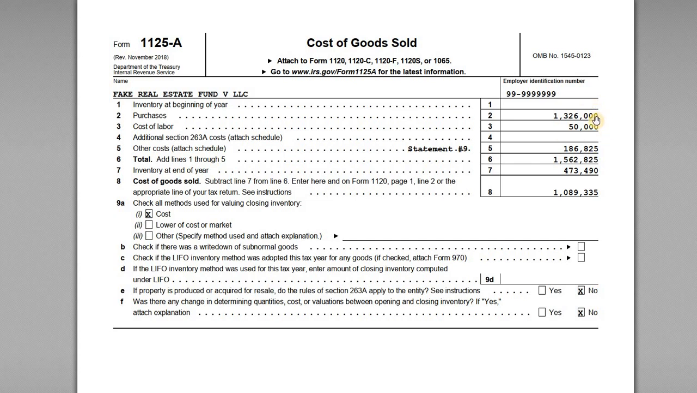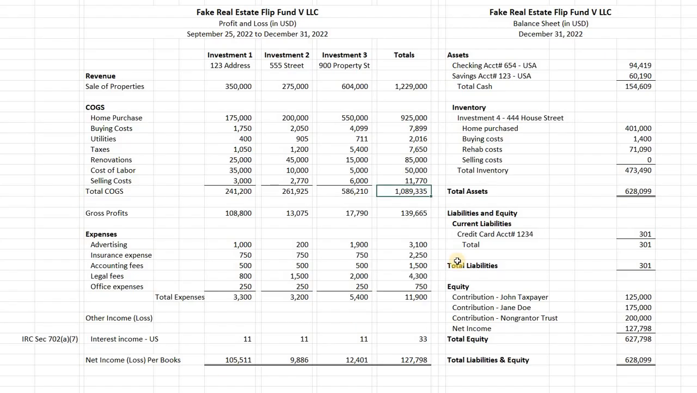The total purchases, right? So that's the purchases of the homes themselves, right? So the total amount of homes that we bought during the year, the cost of labor that was inventoried, and then all those other costs, right? So we've attached a supplementary statement to get to the 186,825 number, and then we report the inventory at the end of the year per our balance sheet, 473,490. We can find that on the financial statements in our balance sheet, right? So there's our inventory at the end of the year.